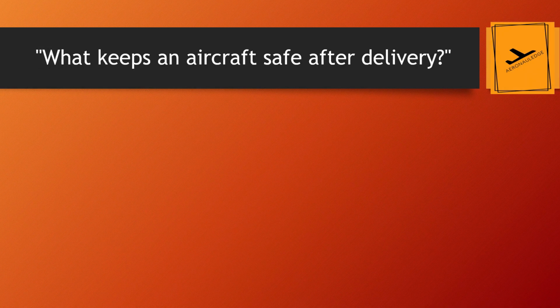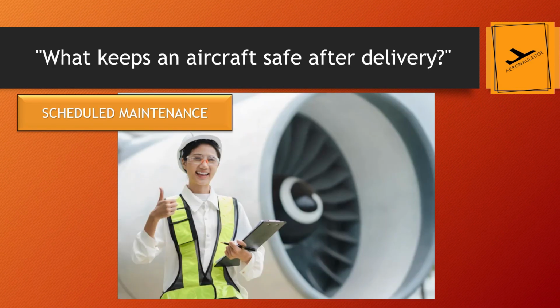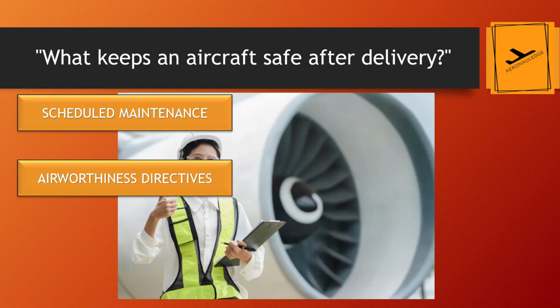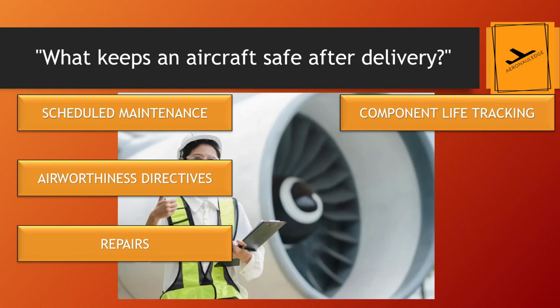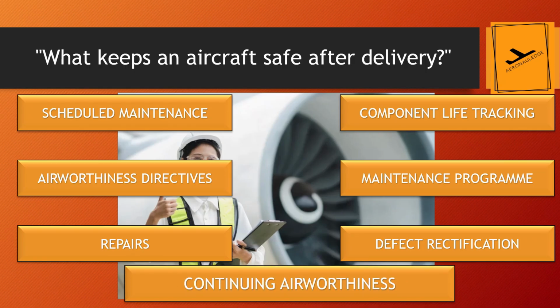What keeps an aircraft safe after delivery? Scheduled maintenance, airworthiness directives, repairs, component life tracking, maintenance program, defect rectification. All these activities together are called continuing airworthiness. The CARs we are discussing today tell us who is responsible for managing all these activities.